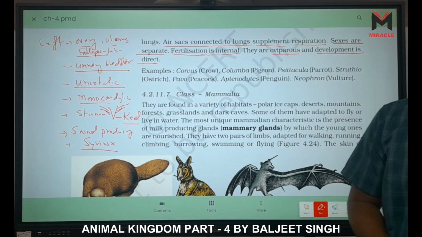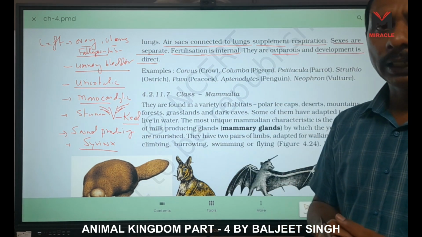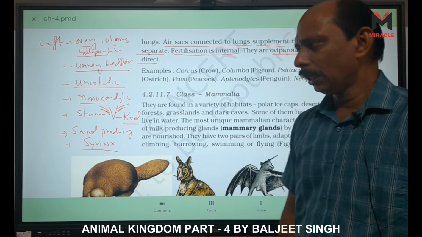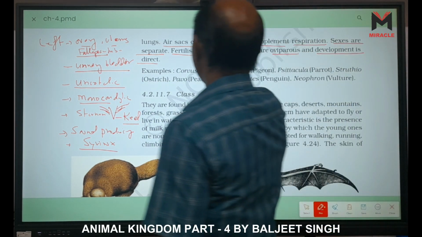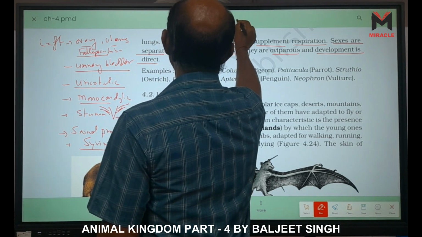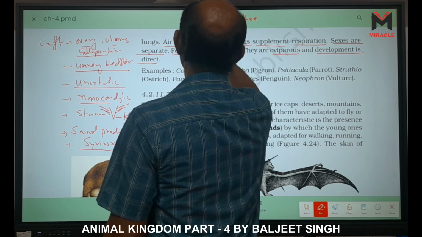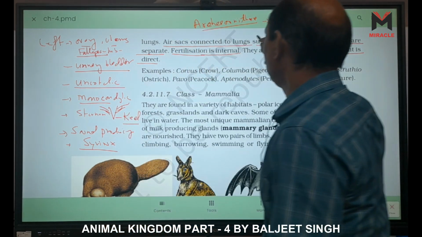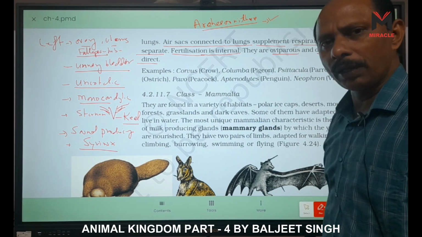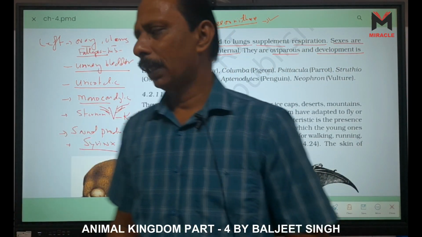Aves is further divided into two different orders. One is called Archaeornithes. Archaeo means ancient. Archaeornithes means only one fossil is there, that is Archaeopteryx. Archaeopteryx belongs to this one. Archaeopteryx we know very well. Archaeopteryx is the link between reptiles and Aves, right?